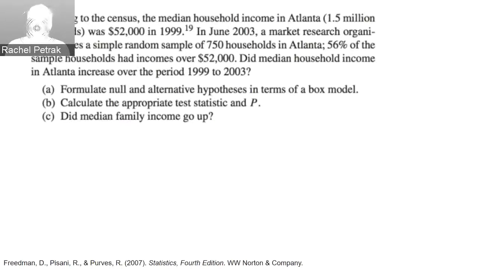Okay. According to the census, the median household income in Atlanta, 1.5 million households, was $52,000 in 1999. In June 2003, a market research organization takes a simple random sample of 750 households in Atlanta. 56% of the sample households had incomes over $52,000. Did median household income in Atlanta increase over the period from 1999 to 2003?